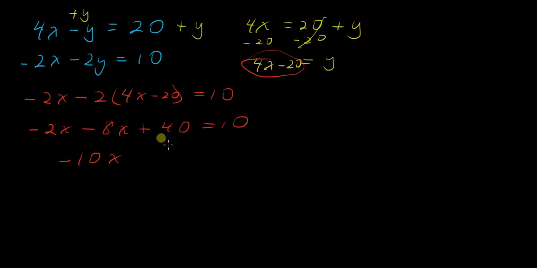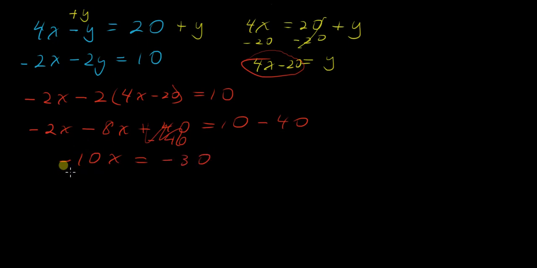And I'm going to do two steps at once here. This 40, I'm going to bring it over here. I'm going to subtract the 40 from both sides. So now this is gone. And 10 minus 40 is negative 30.